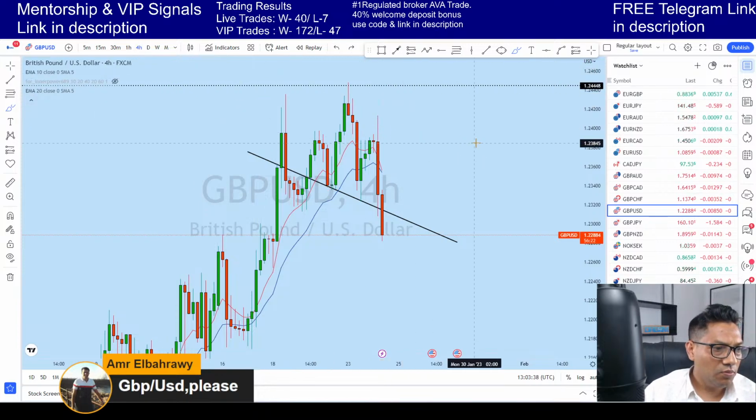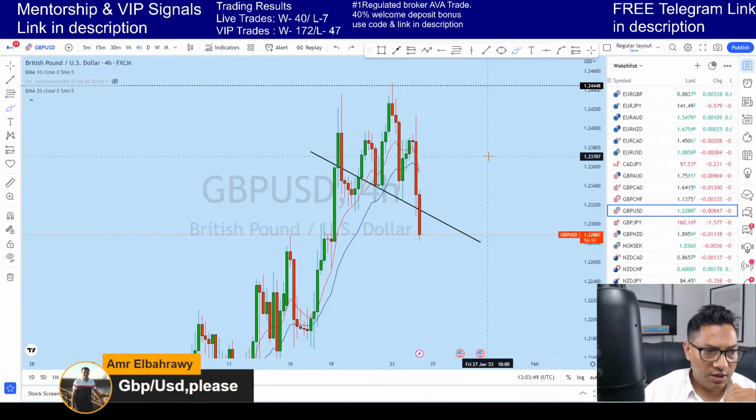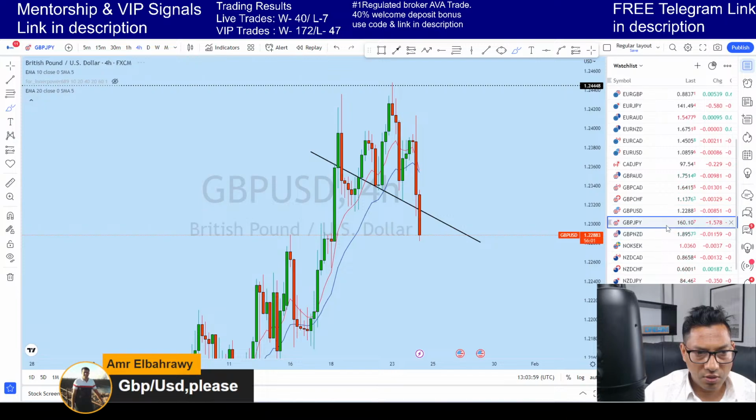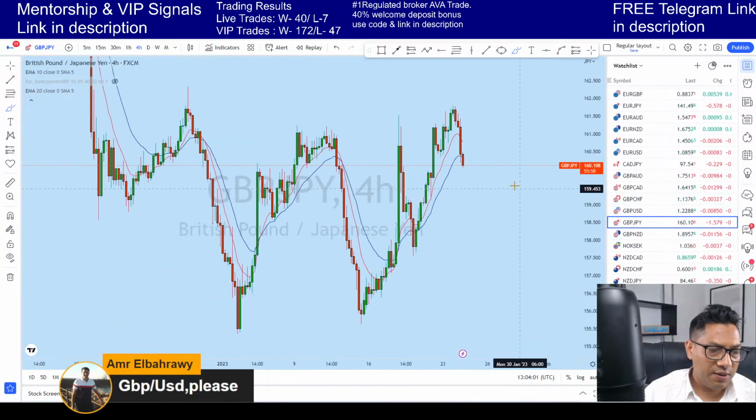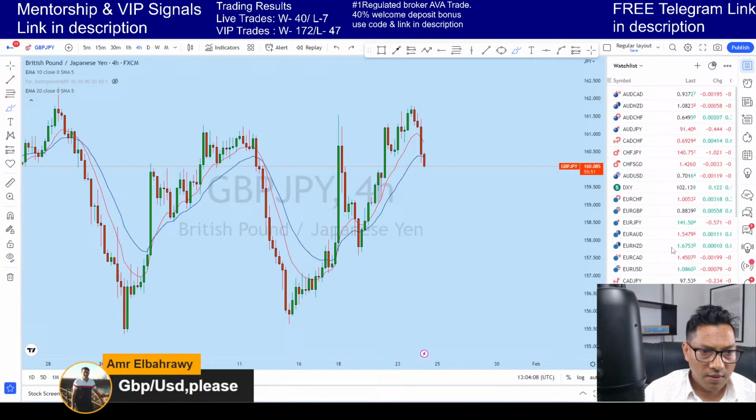So let's see what happens, and from this zone we'll consider going short. Or if we see the price creating strong bullish momentum, then we might see GBPUSD starting to be bullish again. So based on the price action, we'll decide which way we will be trading. For me, so far GBPUSD is bearish. Looking at GJ, in the same way, we see that this market is also creating strong bearish price action. Okay, so GBPUSD, GBPJPY.